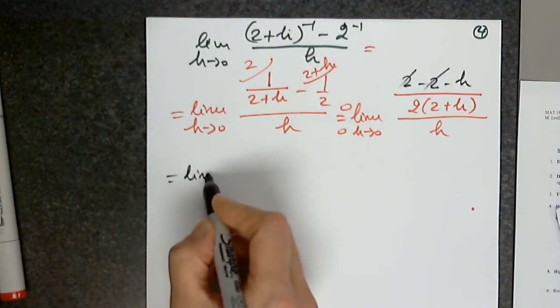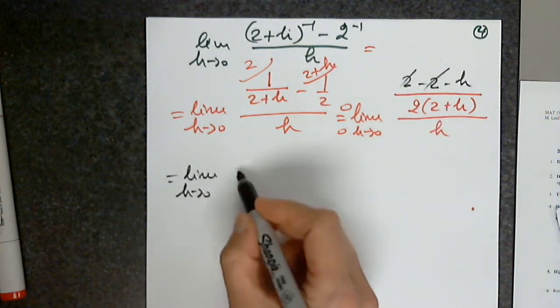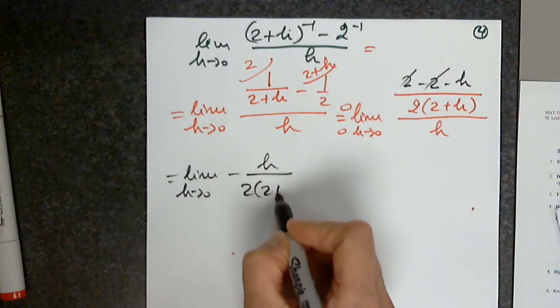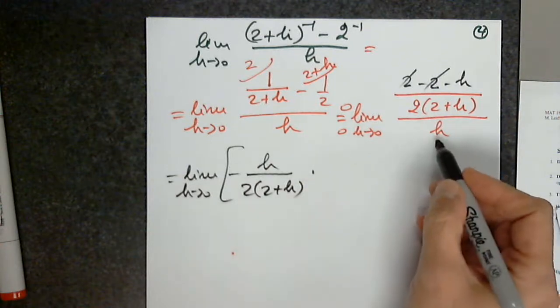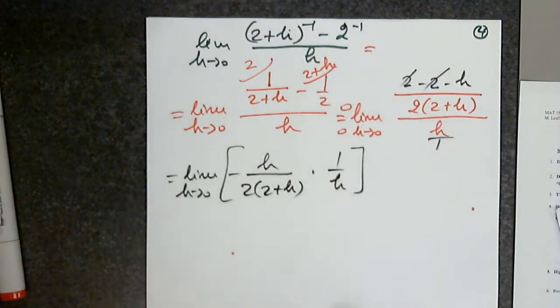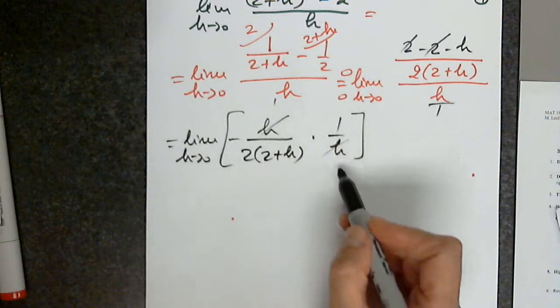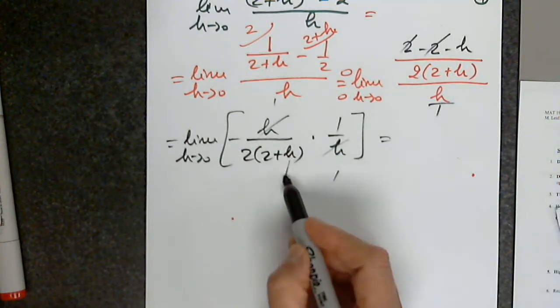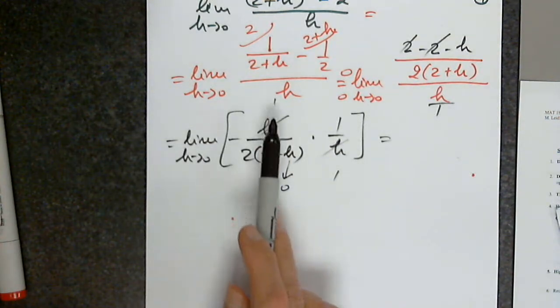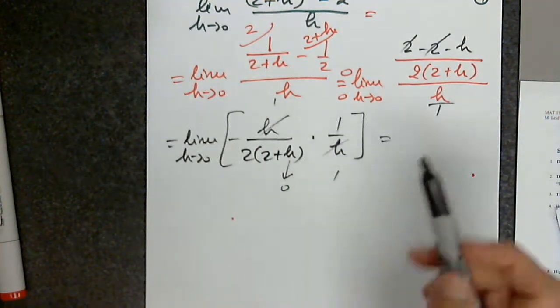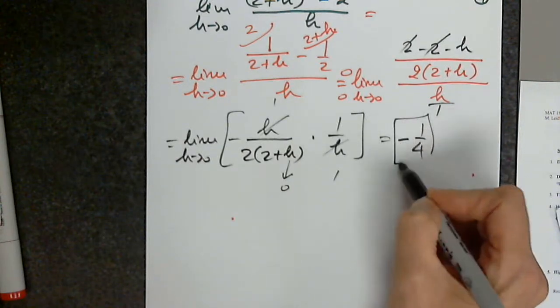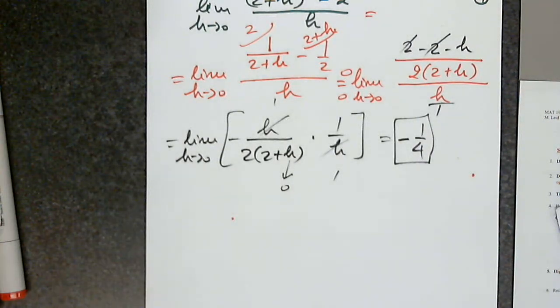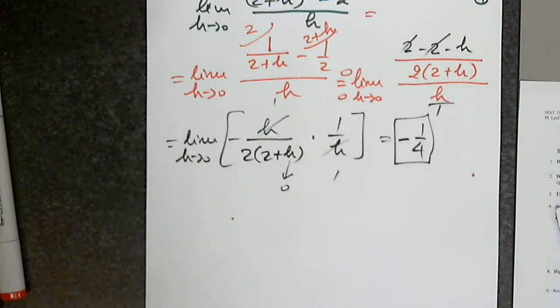So now I have the limit as h approaches 0 of negative h over 2 times 2 plus h, multiplied by 1 over h, because I have to flip this. These two go away. So now I can drop the limit operator in the next step. Because h approaches 0, the top is 1, 2 times 2 is 4, with minus in front. Any questions on this? Is this okay?